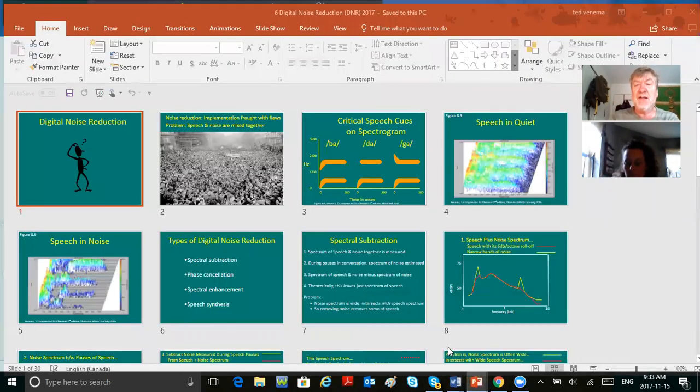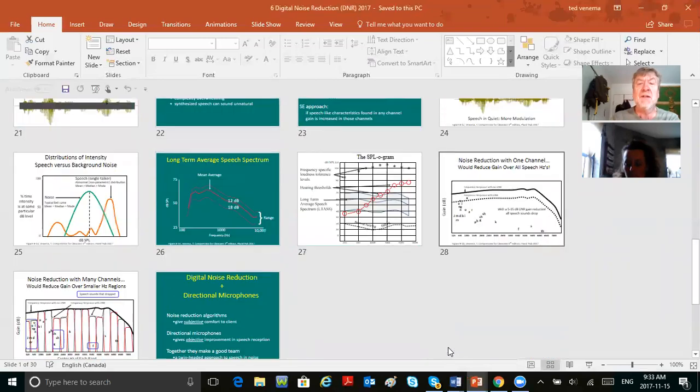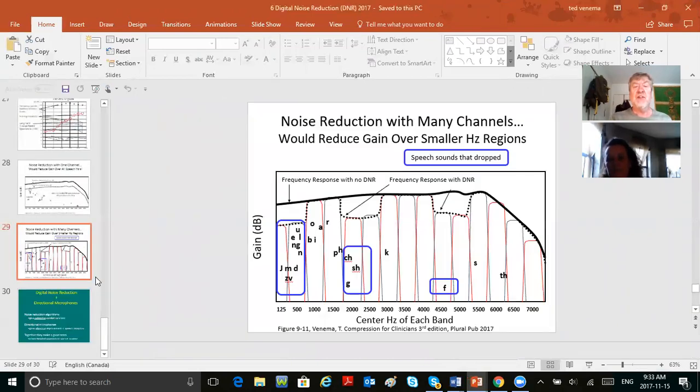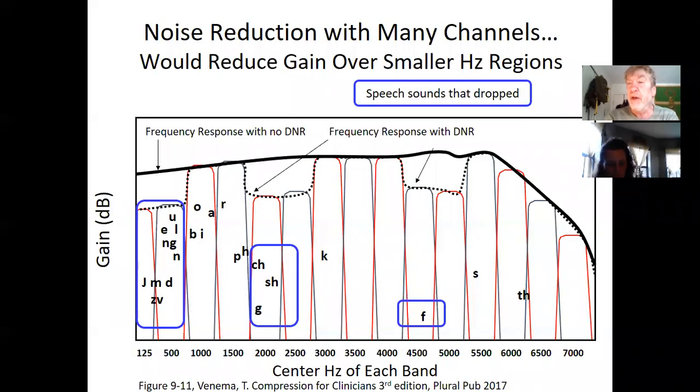In fact, we'll see if I can just go to the very end of this PowerPoint and have a look at this. I'll show you something here. This last slide is showing you a picture of a many-channel hearing aid. Here's a frequency response of a multi-channel hearing aid. Frequency along the horizontal, gain is shown along the vertical, and you can see the noise reduction that took place. Look at the letters of speech, drawn with the thick black line. It's just a fictitious, imaginary hearing aid, but a frequency response with no digital noise reduction is the thick black line.